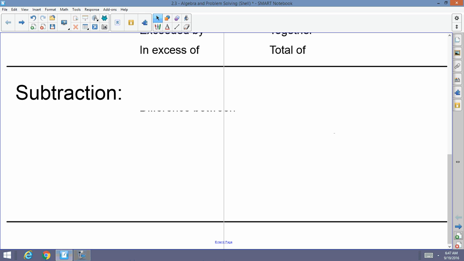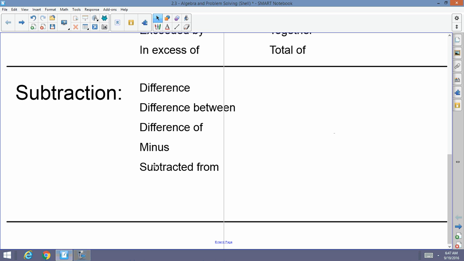Okay, welcome back. Let's talk about words that mean subtraction. Number one, difference. That's the most popular one. You're going to see that a lot in word problems. Difference means subtraction. Difference between. Difference of. Minus. Subtracted from. Subtracted by.